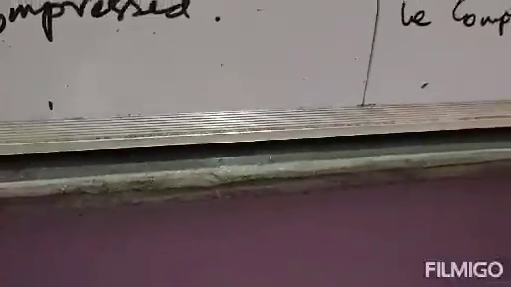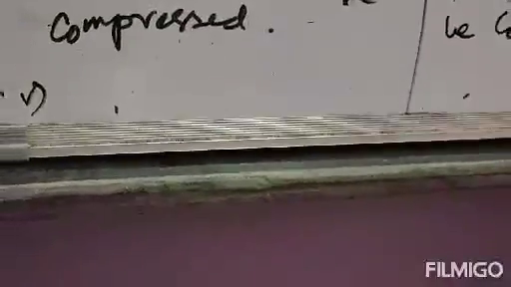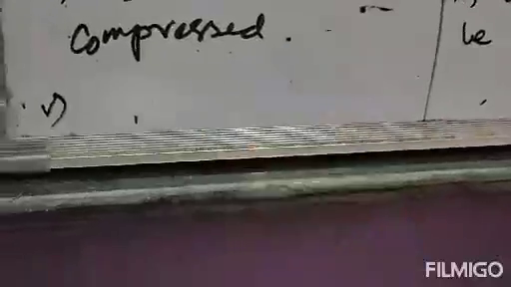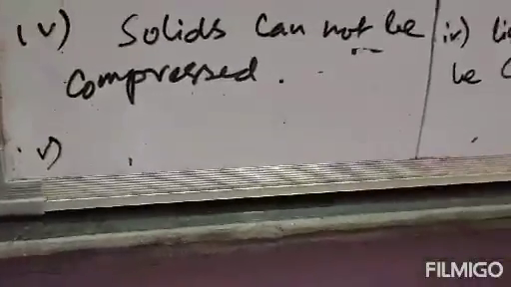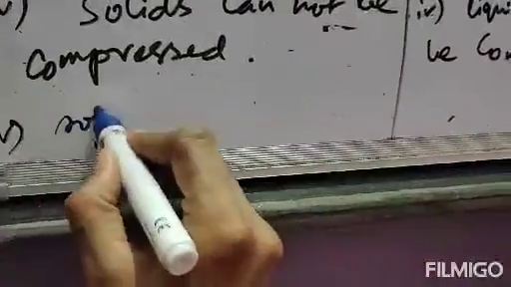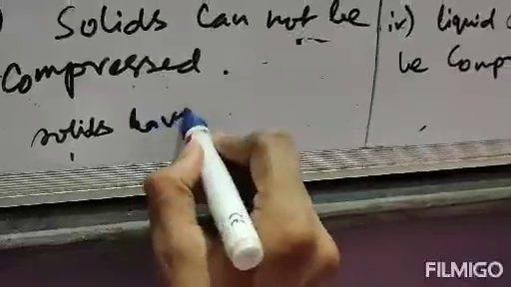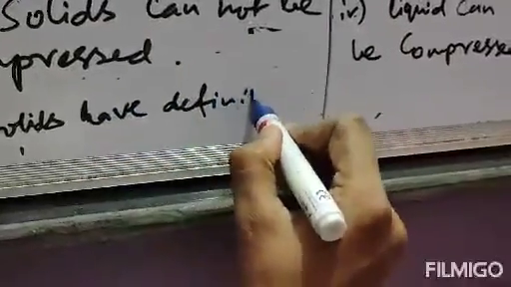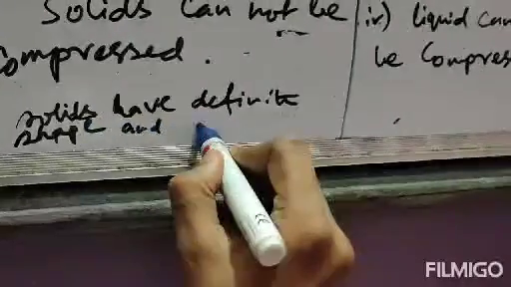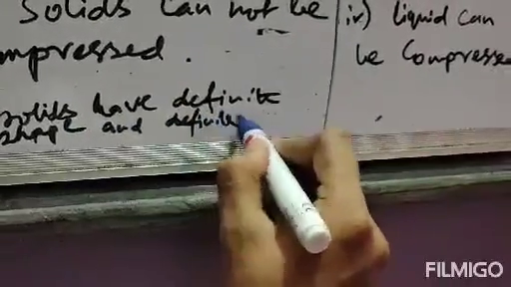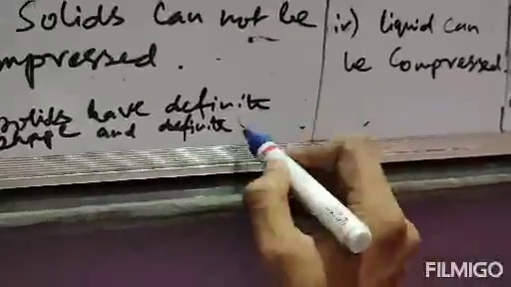Property number 5: solids have definite shape and definite volume. Why? Because solids have very strong intermolecular force of attraction. The molecules of solid can be closely packed. That's why they have definite shape and definite volume. So solids have definite shape and definite volume. Clear?